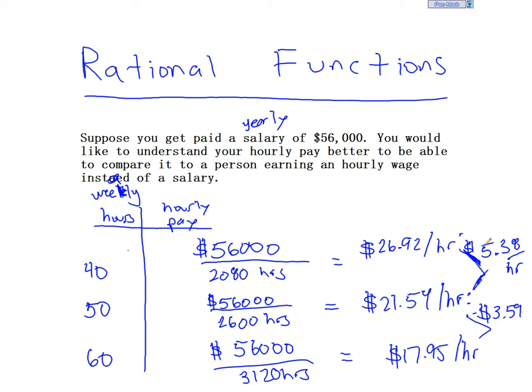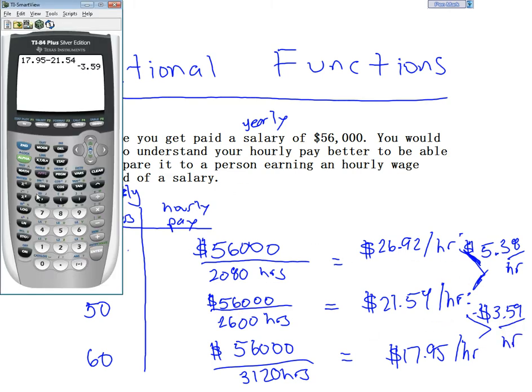So what does that tell us? That means this is not a linear function. That's what we can definitely deduce. Because the rate of change is not constant, it can't be a linear function.